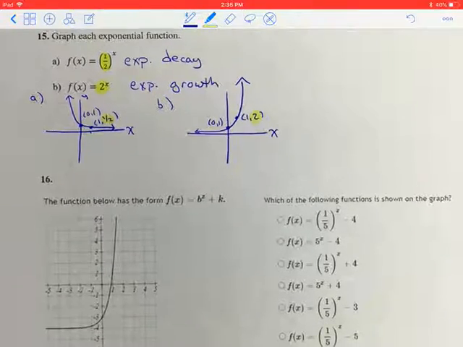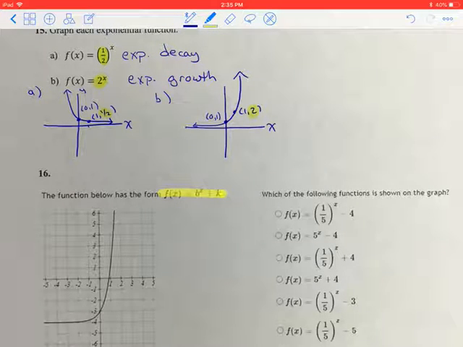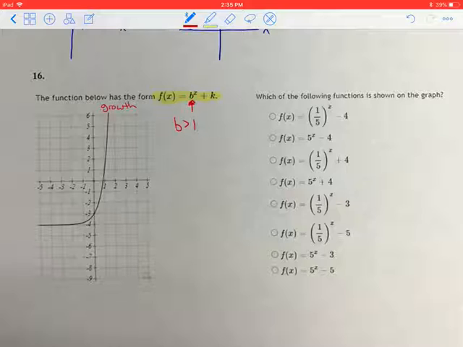Now 16 is multiple choice. So we know we have something in this form. So I need to think about, do I know anything about b? And if I look at my graph, I can see that this graph is showing exponential growth. So what I know from there is that b is greater than 1. So that takes out anything that has a base less than 1. So all of these are going to be out. So we're going to cross all those out.